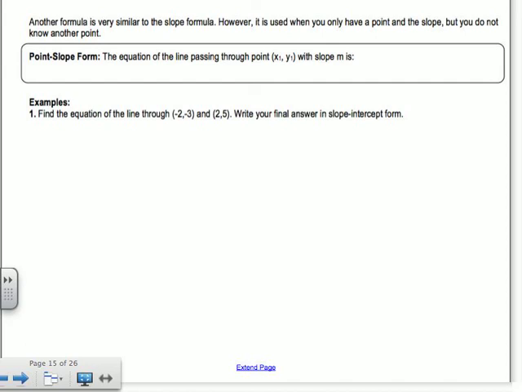All right. This last formula I use all the time. You can always use the y equals mx plus b form and avoid this, but you're going to need to know this formula in pre-calc and calculus. So if you're going on in math classes, I would just know this formula. It says another formula is very similar to the slope formula. However, it's used when you only have a point and the slope and you don't know another point. So point-slope form is y minus y1 equals m times x minus x1.